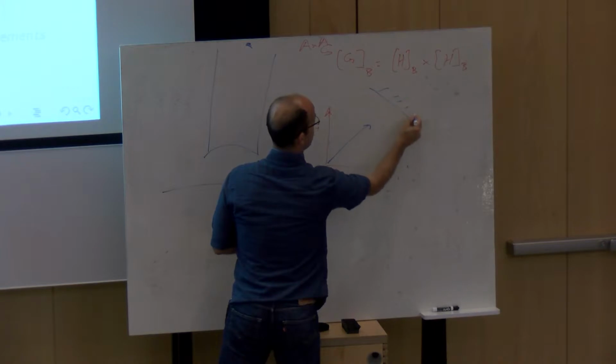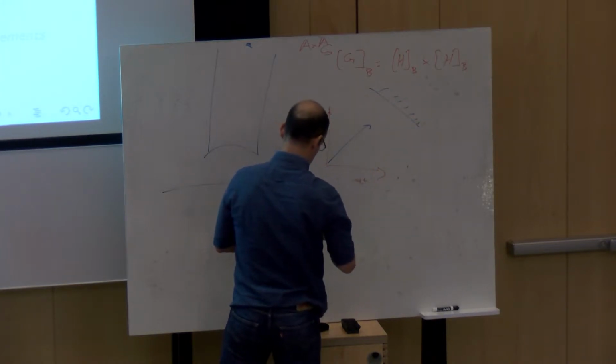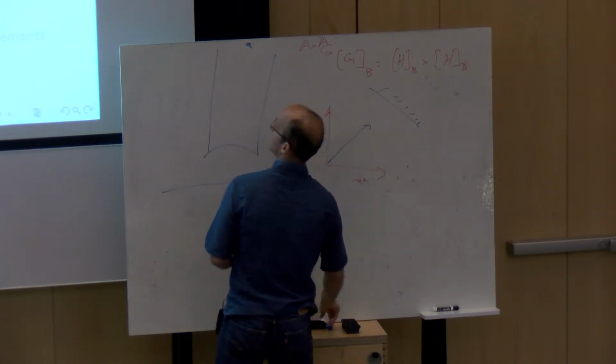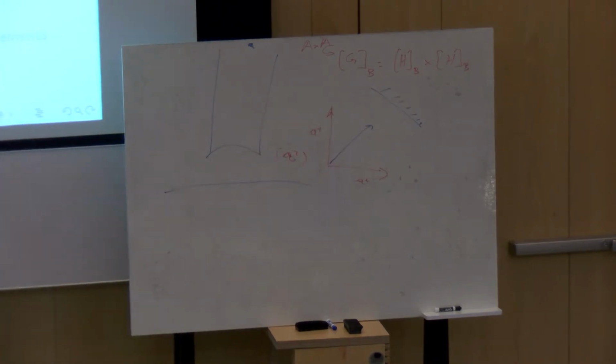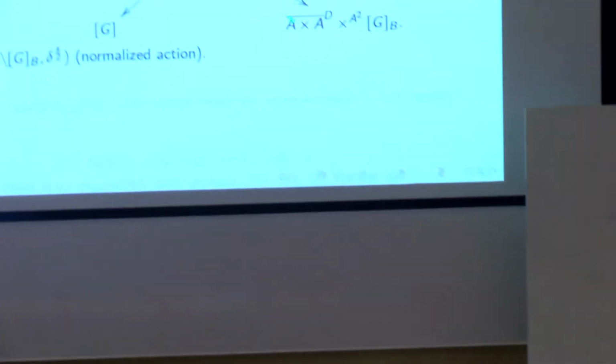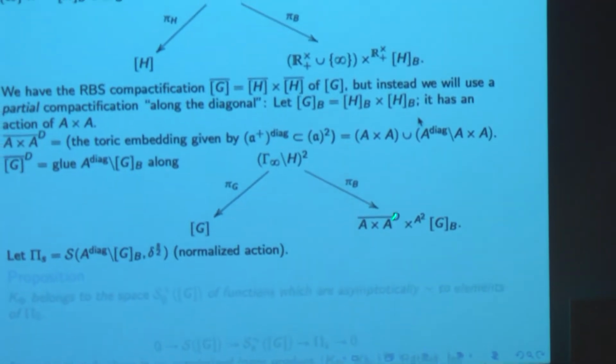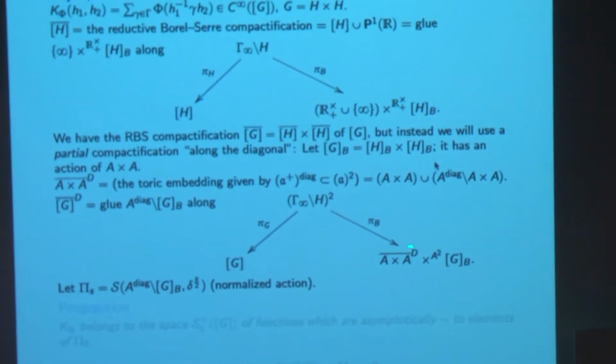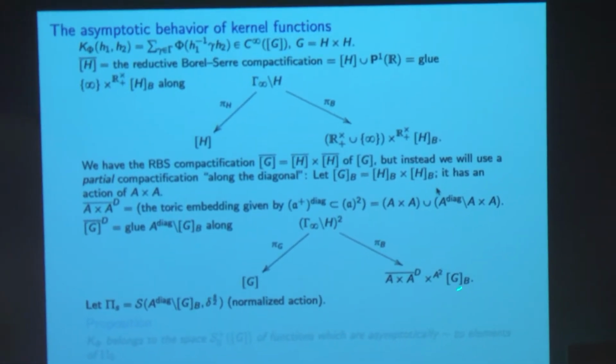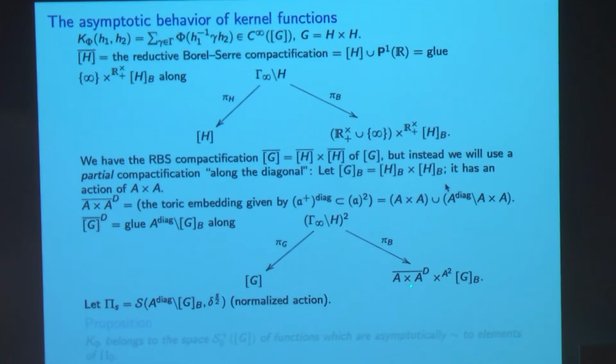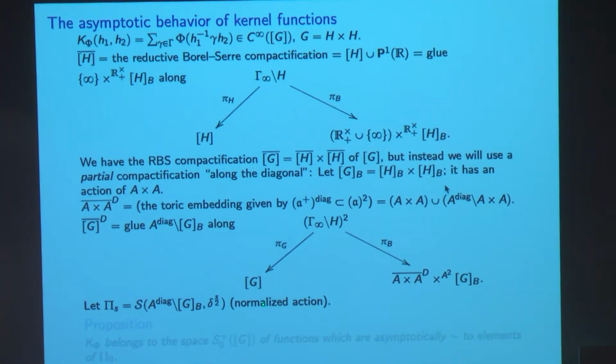Add a divisor here. So I do this compactification for the torus R star squared, and then I repeat the same process. I glue this to the boundary degeneration. I pull this back here. I glue it here.